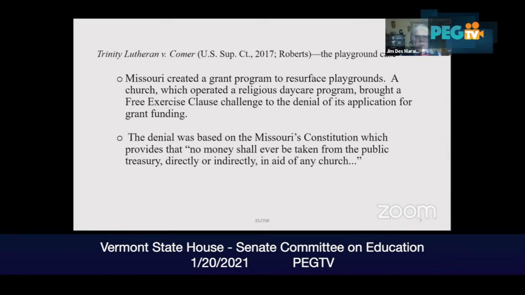So it brought a free exercise challenge, and the denial of that grant for that church was based on the Missouri Constitution, which provides that no money shall ever be taken from the public treasury directly or indirectly in aid of any church. It's a so-called no aid provision that's in many state constitutions.